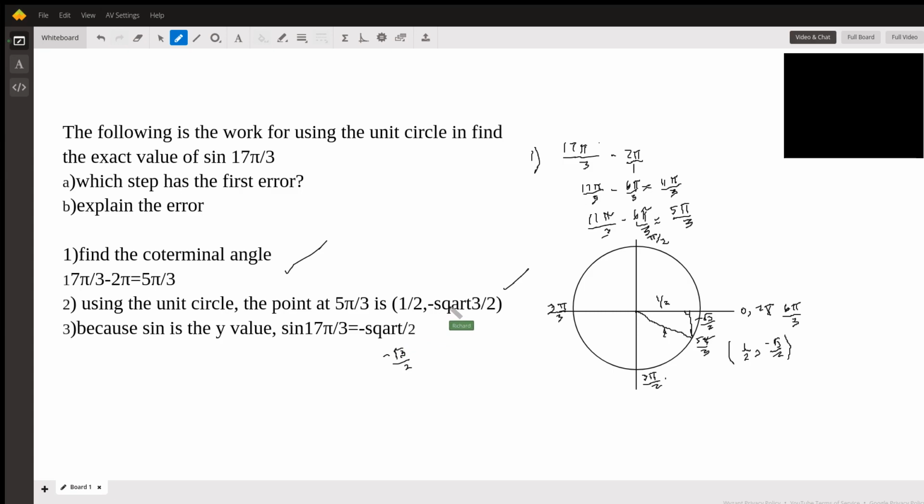So those are the steps that the problem is asking us to go through. It's pretty straightforward. I'm not exactly sure why the student is having an issue with this one, except maybe they just didn't notice this very small detail at the end.